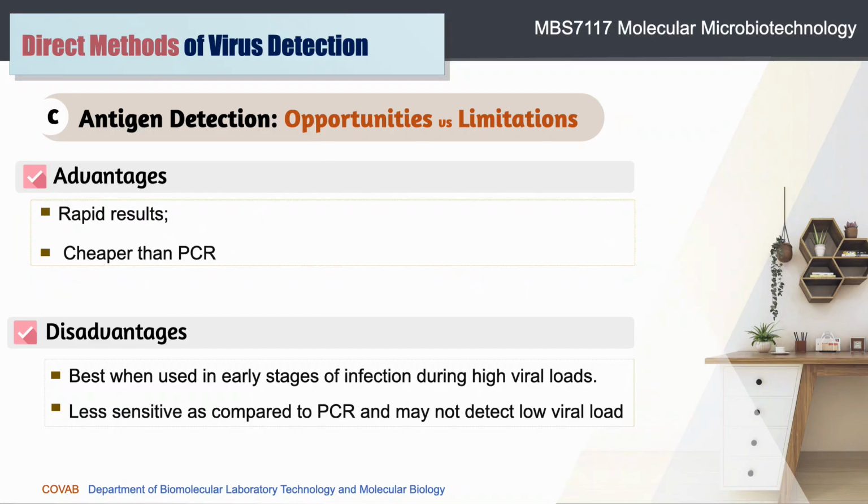Disadvantages: it's best used in early stages of infection when there are high viral loads. So in the later stages of infection, when the viral loads decrease, it doesn't give you good results. Another disadvantage is that it's less sensitive when you compare it to other methods like PCR. So it may not detect low viral loads, whereas PCR may be able to detect these low viral loads.